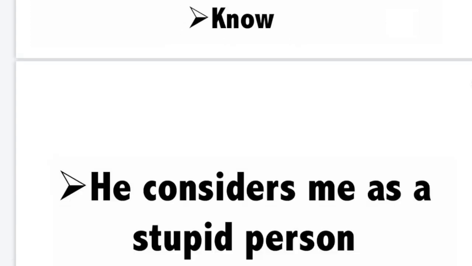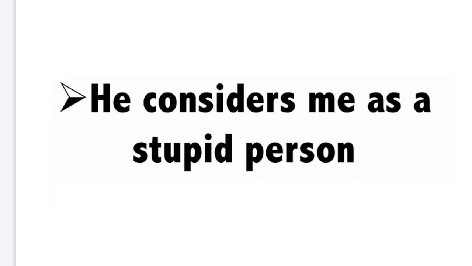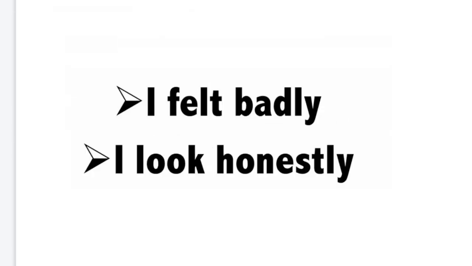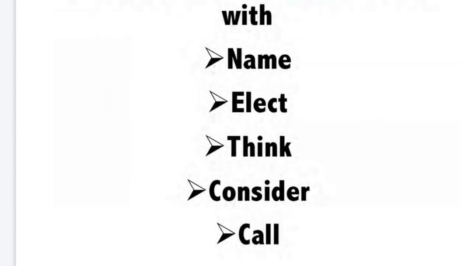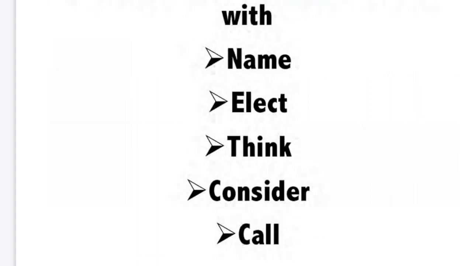For example, he considers me as a stupid person. Is this correct? He considers me. So check out the verbs with which we use as. Is consider the verb with which we use as? No. So this sentence is wrong. So you will say he considers me a stupid person. As is not required here. So you will not use as with these verbs: name, elect, think, consider and call. So you can see with consider we don't need to use as.